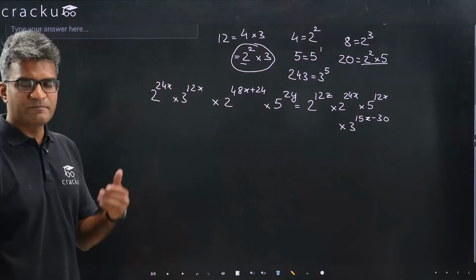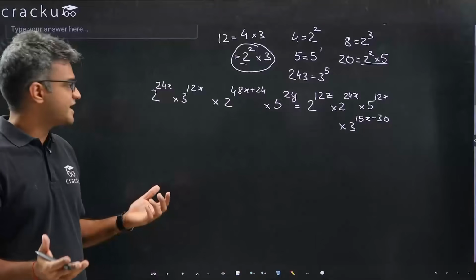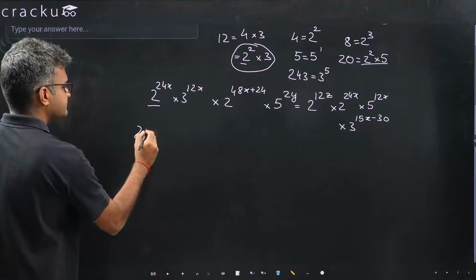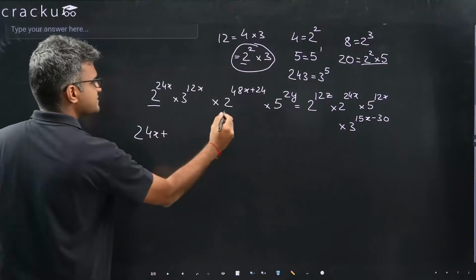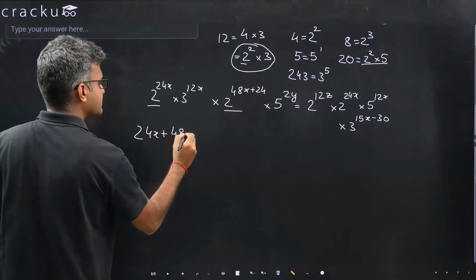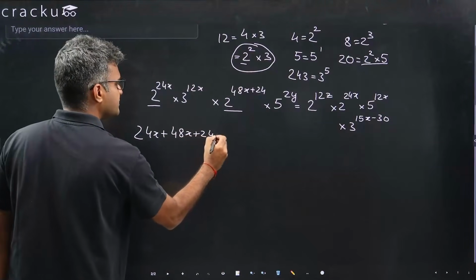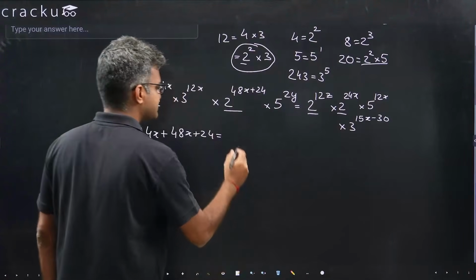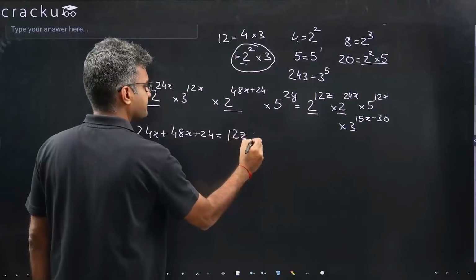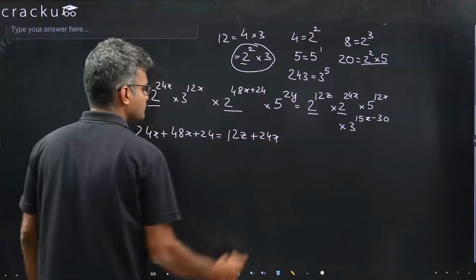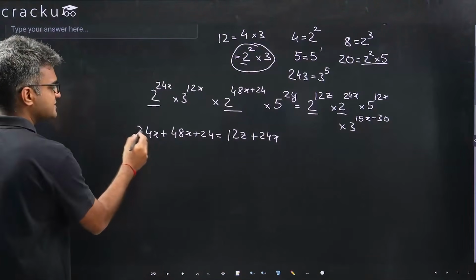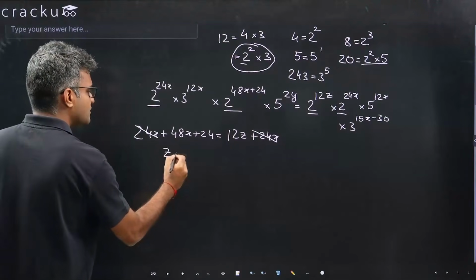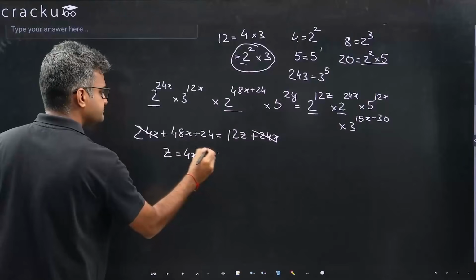Now, if you are comparing the powers of the prime numbers, we can actually calculate it. What is the power of 2 on the left hand side? It is 24x plus 48x plus 24. This has to equal the power of 2 on the right hand side, which is 12z plus 24x. If you are simplifying it, you can actually cancel these two. You can divide the entire equation by 12. z is equal to 4x plus 2.